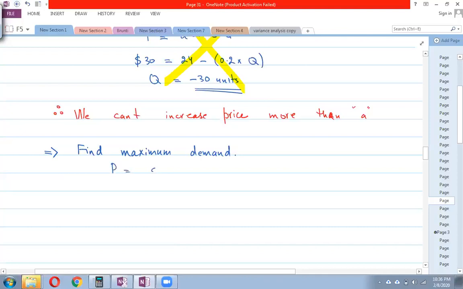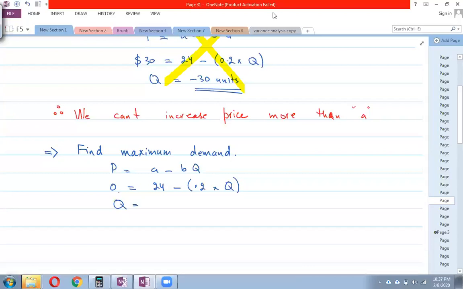P is equal to A minus BQ. And maximum demand will be possible if the price is zero. So when the price is zero, A is 24, B is 0.2, find the value of Q. What is the maximum demand? Can you find me the maximum demand? Are you all getting 120? This is the maximum demand.